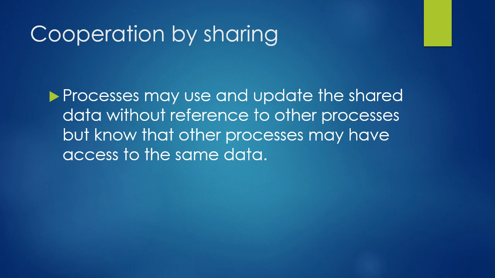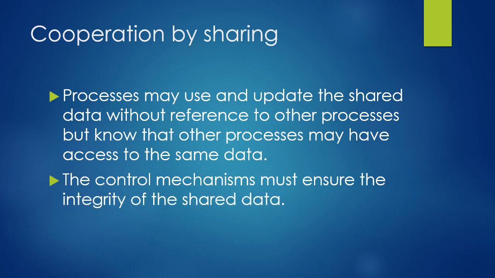Cooperation by sharing. Processes may use and update the shared data without reference to other processes, but know that other processes may have access to the same data. They do not know who they are sharing a resource with. They only know that they are sharing a resource. They know that the variable they are using is global or the file they are using is a shared file. The control mechanisms must ensure the integrity of the shared data.